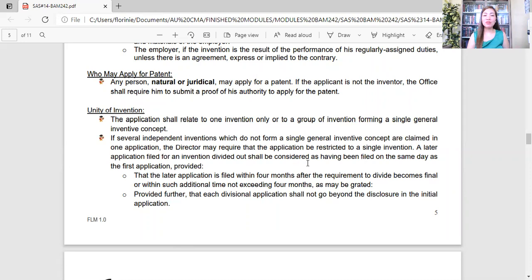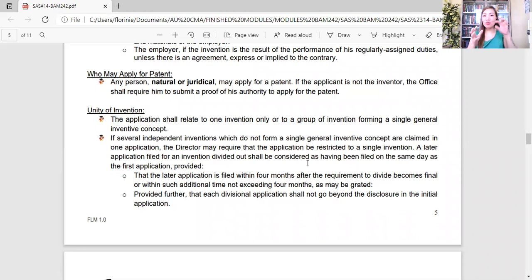So ano ba yung unity of invention? Okay. So, meron kasing isa na general, sabihin natin na single general inventive concept. Single general inventive concept na minsan it is composed of several new inventions. So, parang imaginein mo na yung mga bagong invention pinagsama-sama para makabuo ng isang single general inventive concept. So, yun yung tinatawag natin na unity of invention.